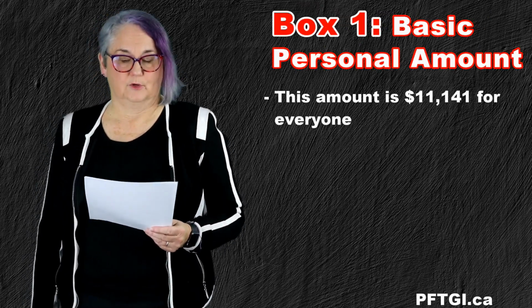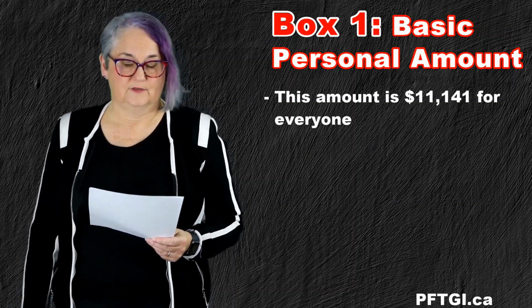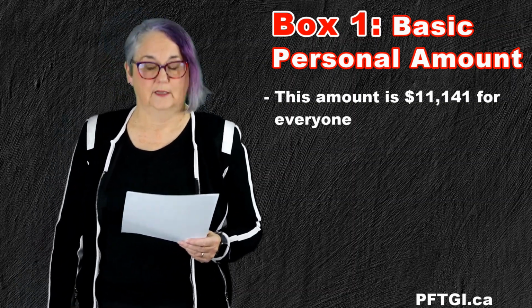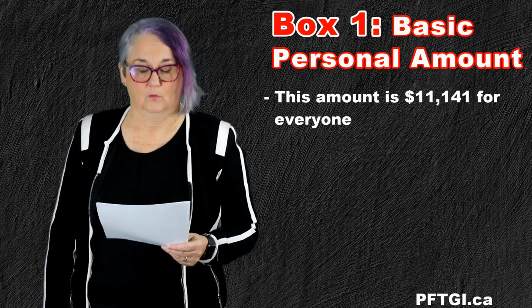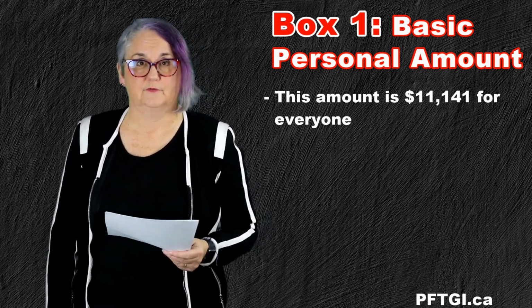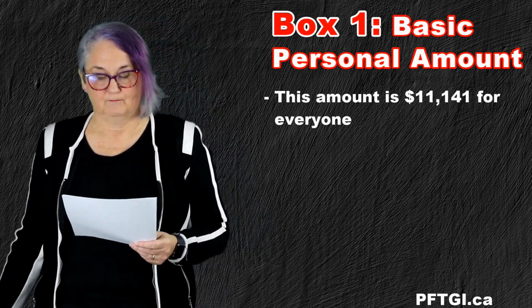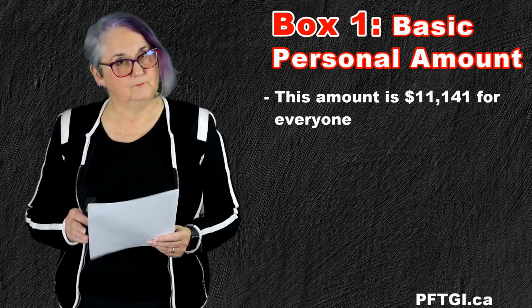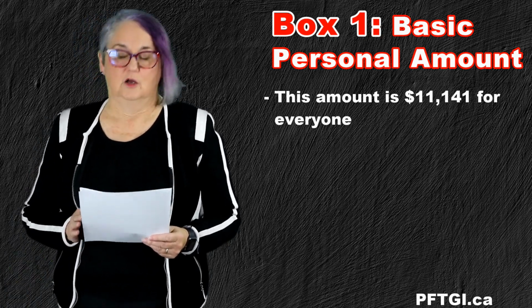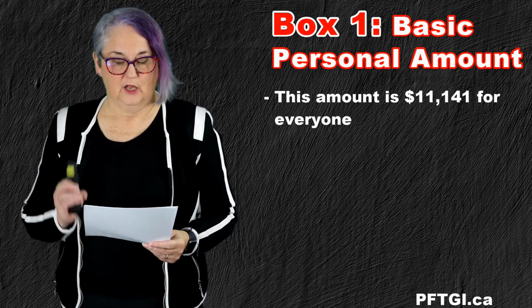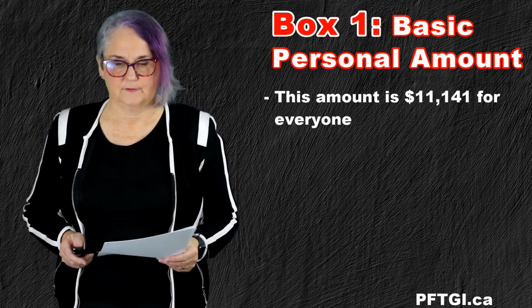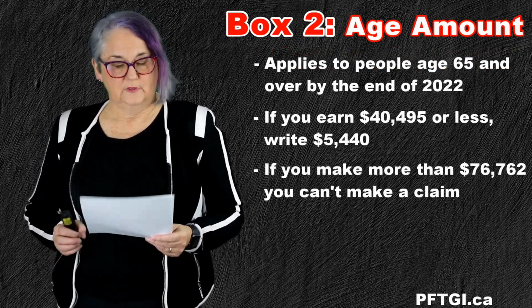Box 1 is the basic personal amount. Everyone who is employed in Ontario can claim an amount of $11,141 from their Ontario taxes. If you have more than one employer, we're going to talk about that at the end, but basically you're only going to claim these credits once. Box 2 is the age amount.